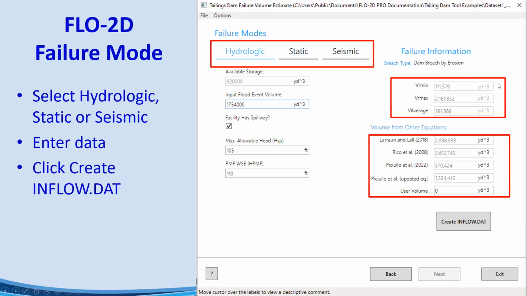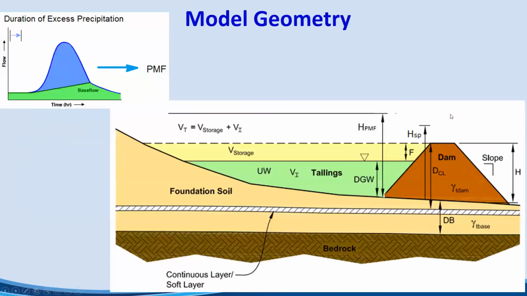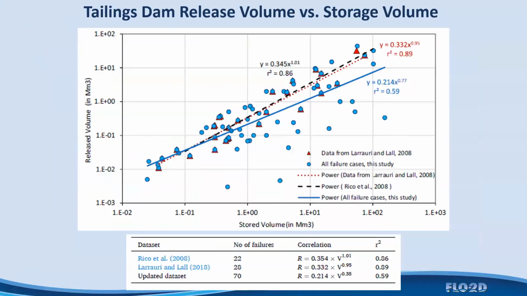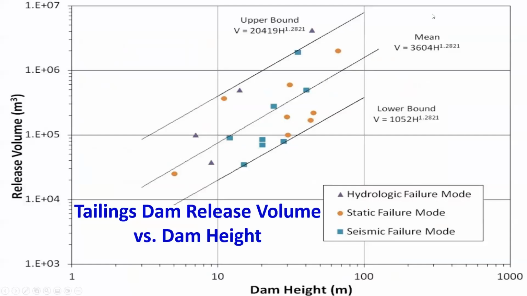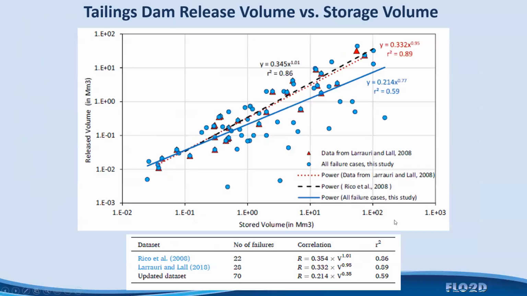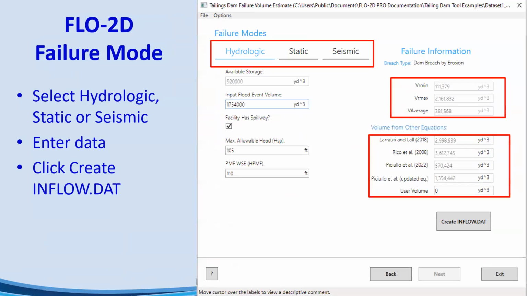And these three volumes that you see in my red square here at the top of my slide are basically the minimum volume, maximum volume, and average volume that the tool calculates based on the empirical correlation that the FLO-2D team put together, okay? And when I'm talking about those, I'm referring to these formulas, the minimum, lower, average, and upper bound of these formulas based on these three different failure mode events. Those are the formulas that we use to calculate the minimum, maximum, and average volumes.